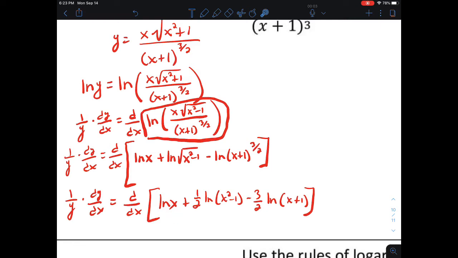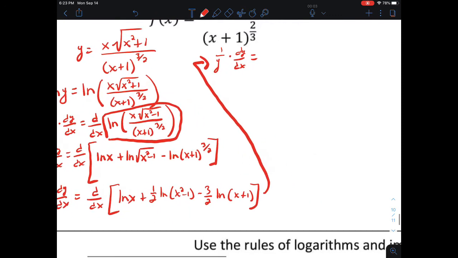I can take the derivative of ln of x. I can take the derivative of the ln of x squared minus 1 pretty easily, and the same thing with the ln of x plus 1. And we're going to do that. Let me come up here to this next line. So we have 1 over y times dy over dx is equal to, and I'm going to start taking all of those individual derivatives. The derivative of ln of x is 1 over x.